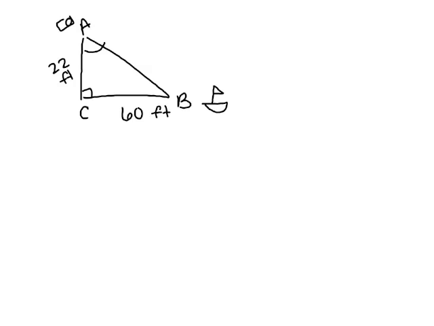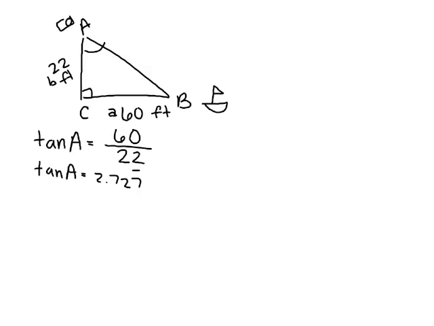Opposite and adjacent. All right, so tangent for angle A is opposite, that's my little a side, 60 feet, over adjacent, my little b side, 22 feet. Opposite over adjacent: 60 divided by 22. So the tangent for angle A is 2.727. Either use your book, the table of trigonometric functions on page 179, or second function tangent on the calculator.